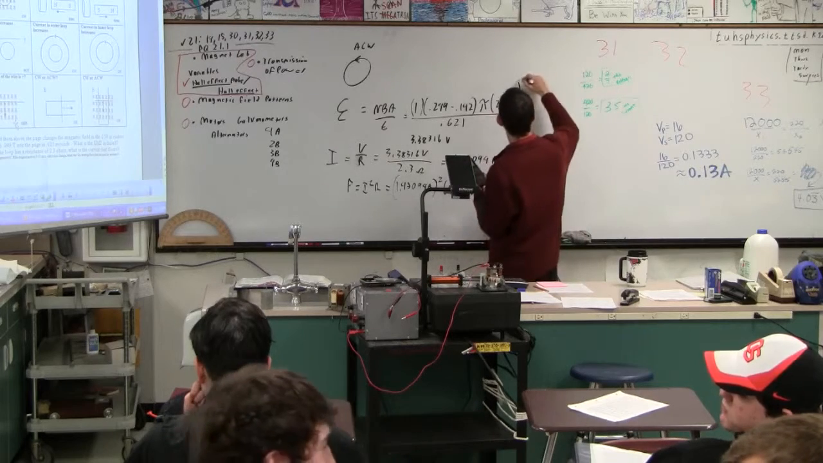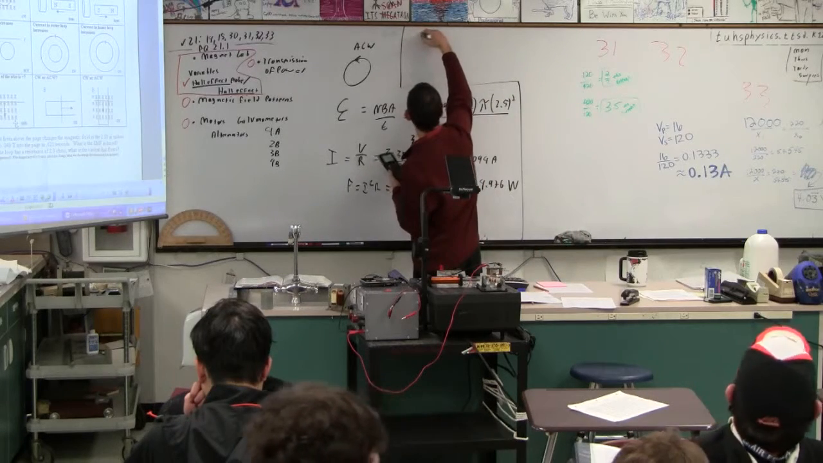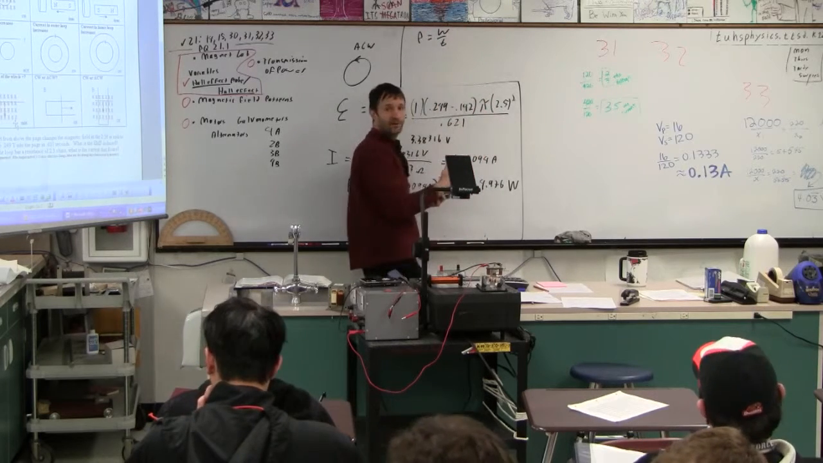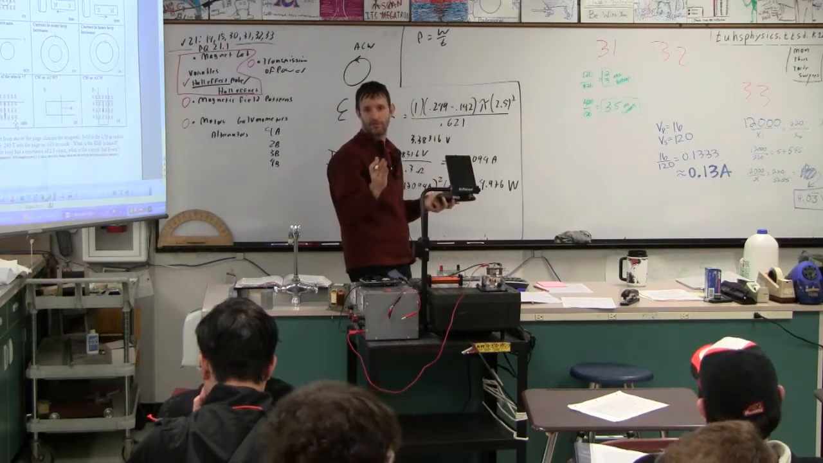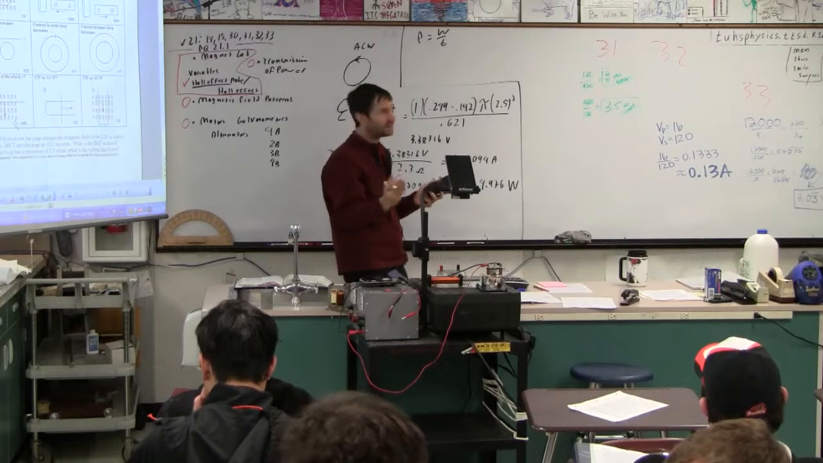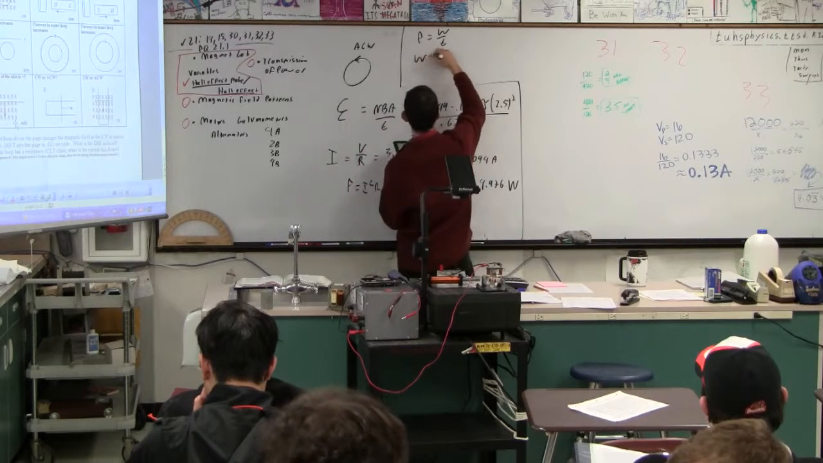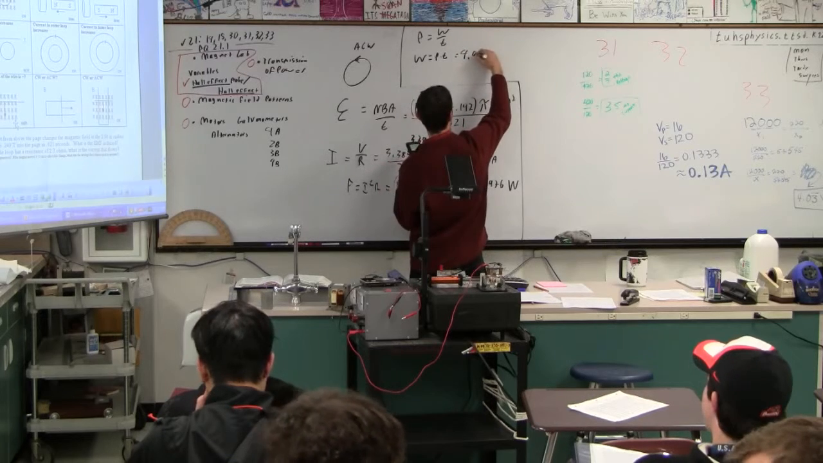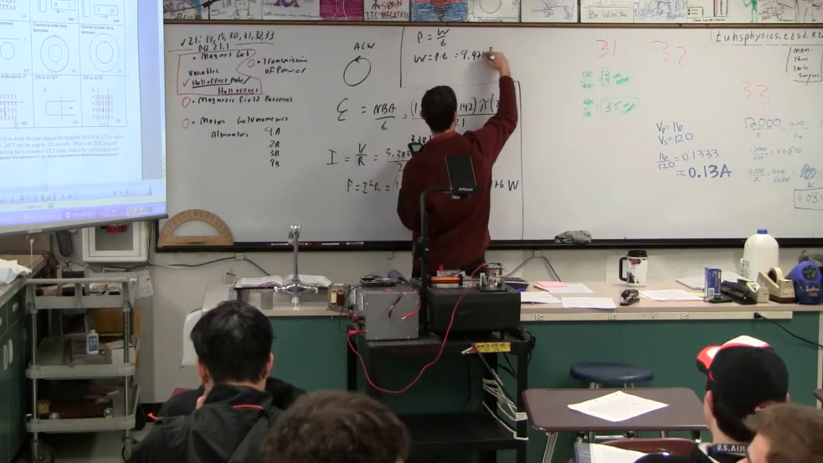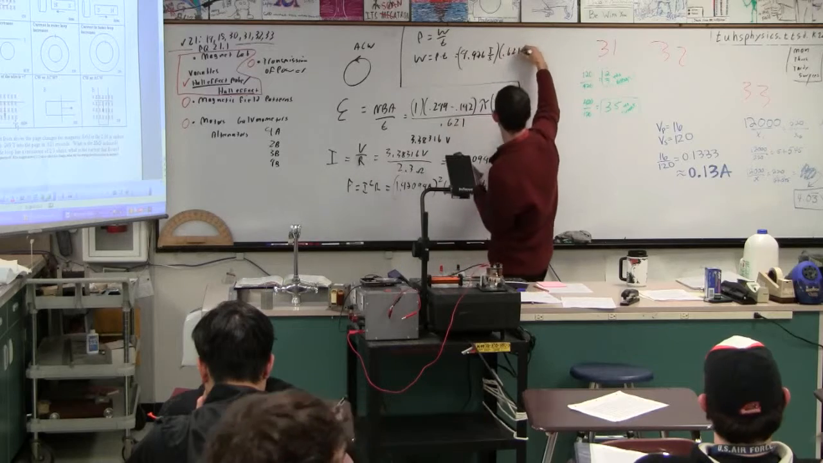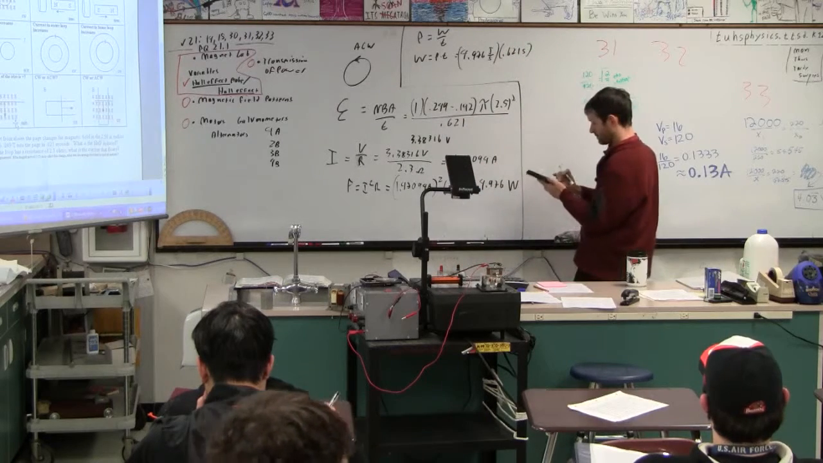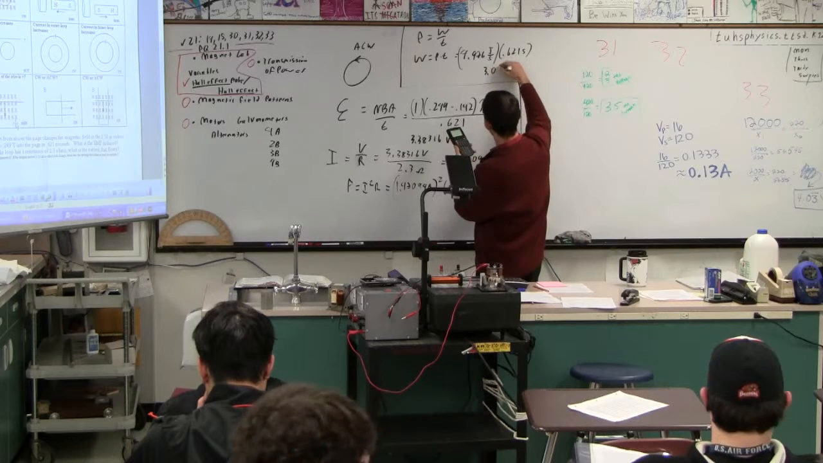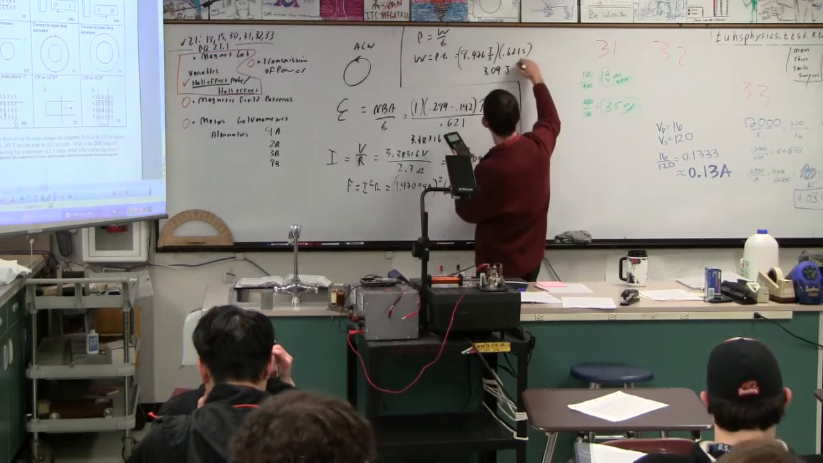Okay, so now we're figuring out the total energy. Power is work divided by time, so work is power times time. Does that make sense? Okay. So work is power times time, which is 4.976 joules per second times 0.621 seconds, and that's 3.09 joules.